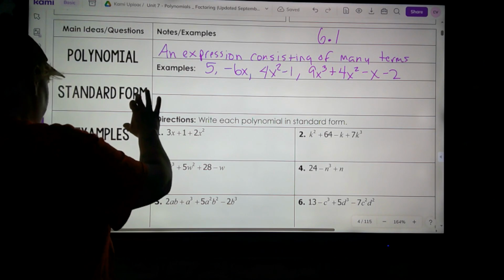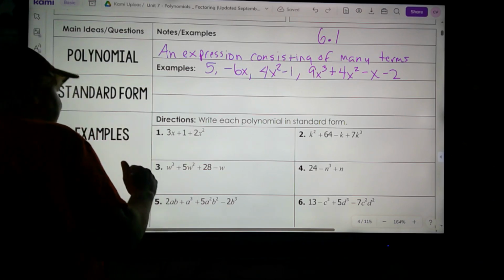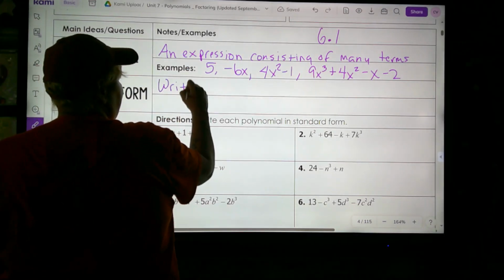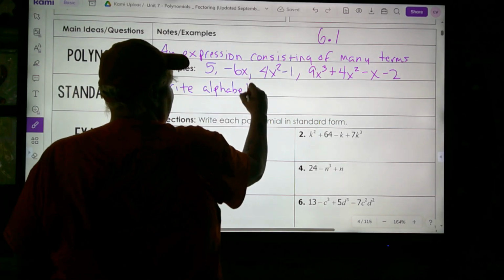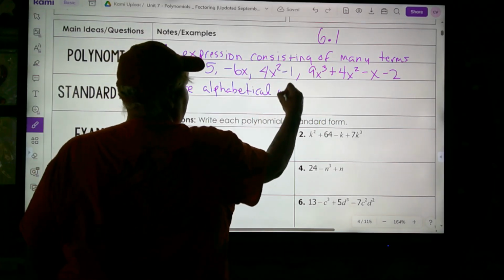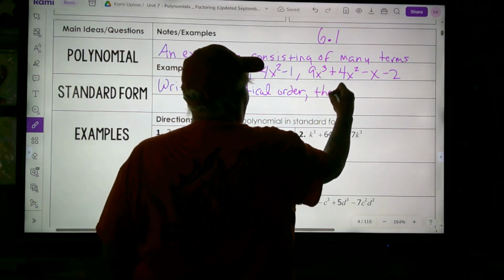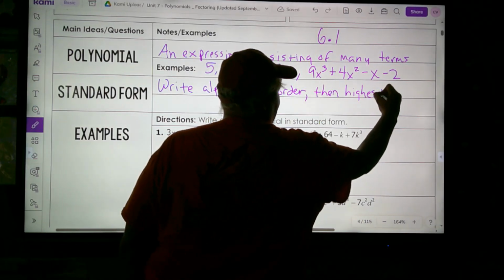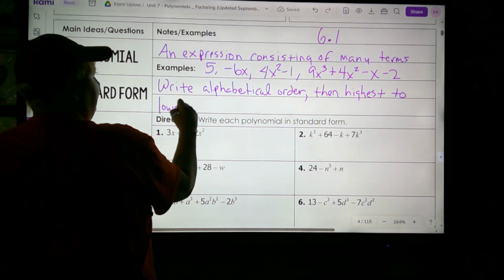Alright, standard form means to write everything in alphabetical order with the highest exponent first. So write alphabetical order first. Then highest exponent to lowest. Highest to lowest exponent.